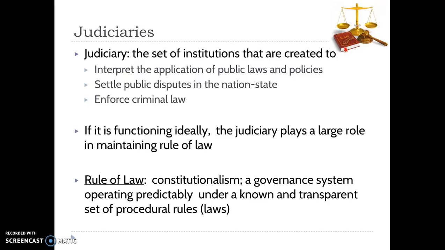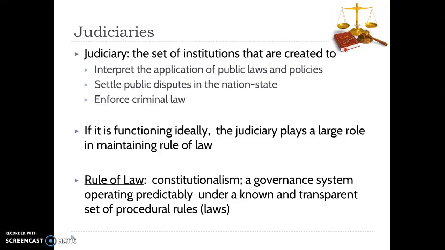Rule of law is a governance system that allows for predictable operation under a known and transparent set of procedural laws. We want our judicial bodies to be predictable. We want to know how they're going to interpret and enforce the law, and we hope that they do it equitably across similar circumstances and situations.